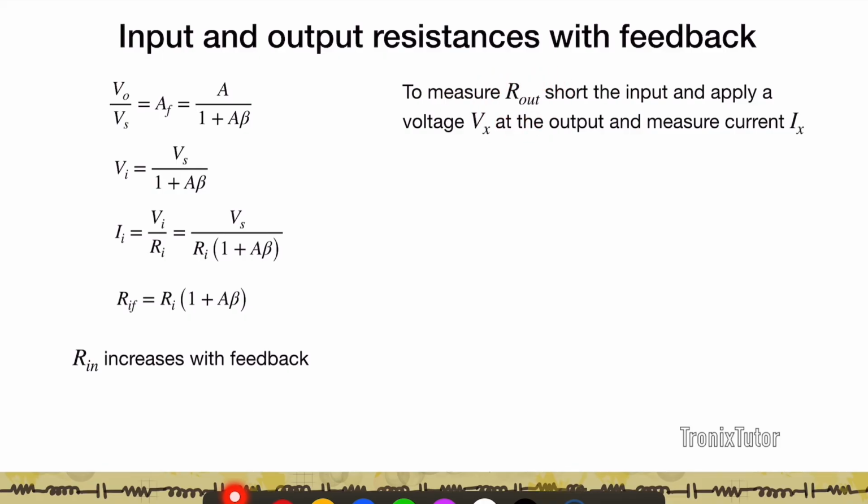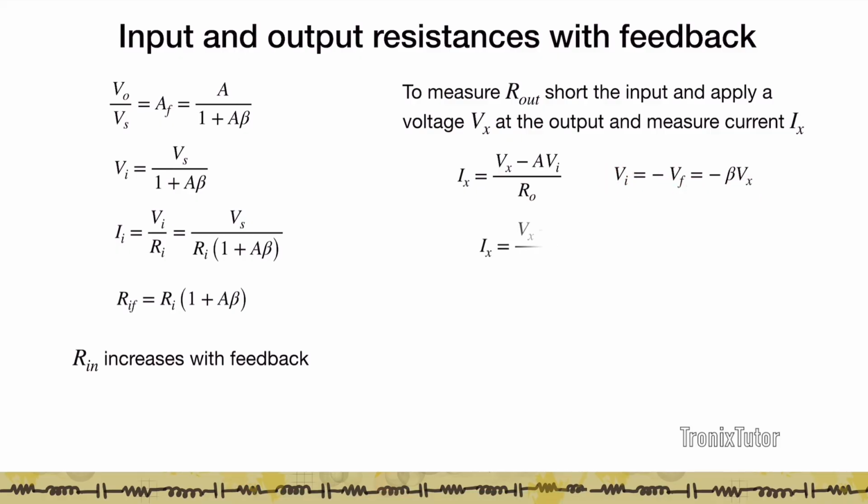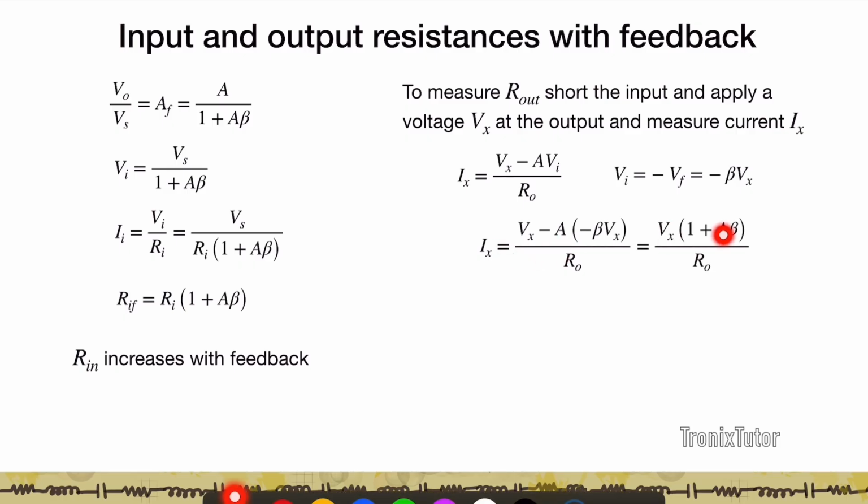So to measure Rout, we use the techniques we've used time and again in the course. We short the input, apply a voltage at the output, and measure the current at the output. So when we do that, what we get is Ix is Vx minus A times Vi by Ro, right? And Vi is equal to Vf. In this case, because my Vs is 0, my Vi is nothing but minus Vf, which is minus beta times Vx, which gives my Ix to be Vx into 1 plus A beta by Ro. In other words, my output resistance because of feedback reduces by an amount of 1 plus A beta.